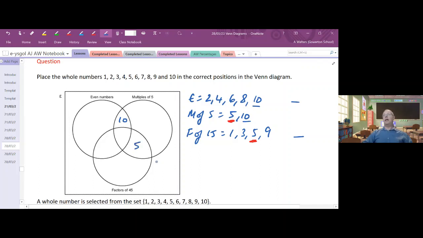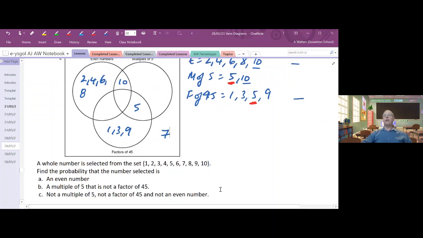Okay, I'm going to fill in these areas now. The even numbers I haven't used here are 2, 4, 6, and 8. The factors of 15, the ones I haven't used are 1 and 3. And if I go through this list, the number that I have not included in anything is the number 7, so I put that there.